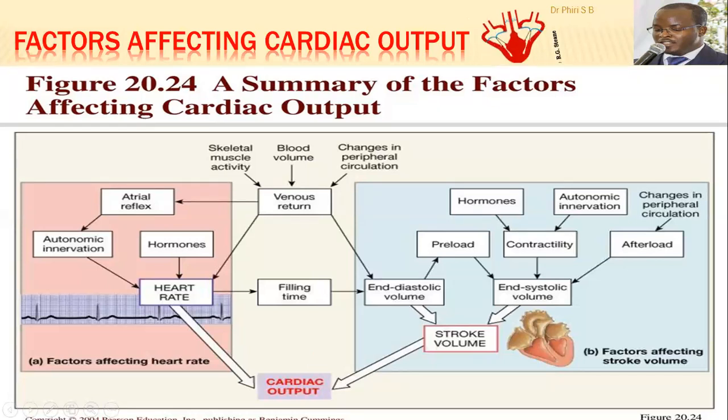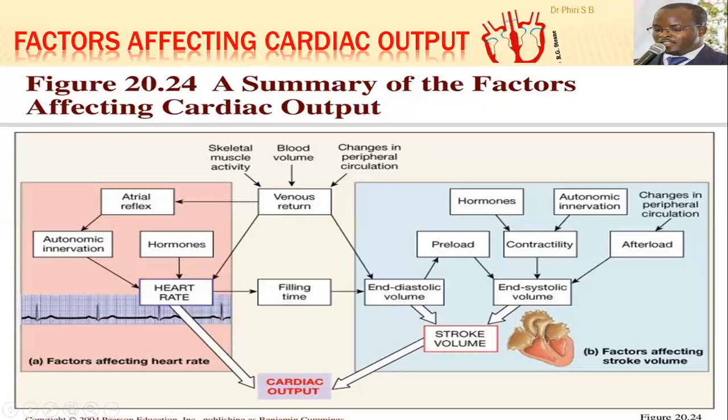Then you have acetylcholine and norepinephrine, which are parasympathetic and sympathetic respectively. These will affect the contractility of the myocardium. That will have an effect on the end systolic volume and the stroke volume. Then the afterload is the resistance against which the heart has to pump for it to eject blood into the systemic and the pulmonary circulation.